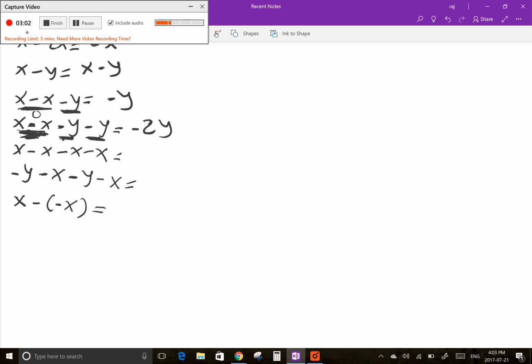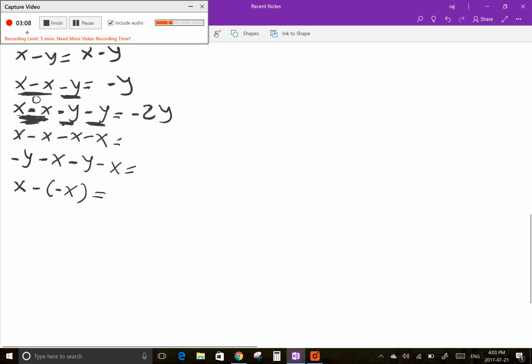Alright, now x minus x minus x minus x. We have 4 x's subtracting from each other. So the first x minus x gives us 0. Now the next is 0 minus x. 0 minus x gives us minus x, and minus x gives us minus 2x.